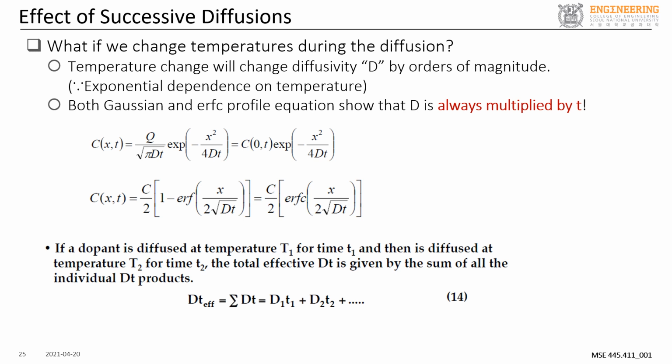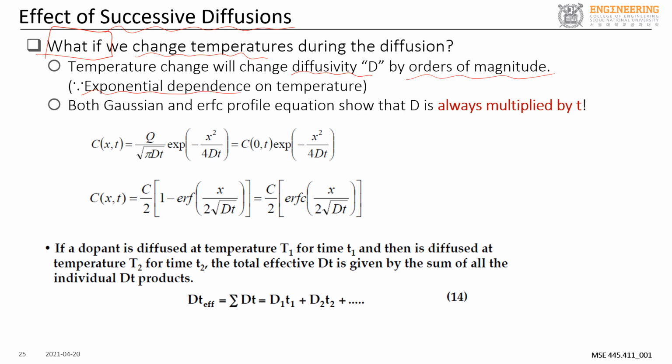Another thing we want to talk about is the effect of successive diffusions. The question here is, what if you change the temperature during diffusion? You already know from chapter 2 that this is happening, because after the ion implantation, you will go through many different annealing steps during IC fabrication. So the temperature will be changing for each diffusion. And as we discussed on the previous page, the temperature change will change diffusivity by orders of magnitude, because it has exponential dependence.